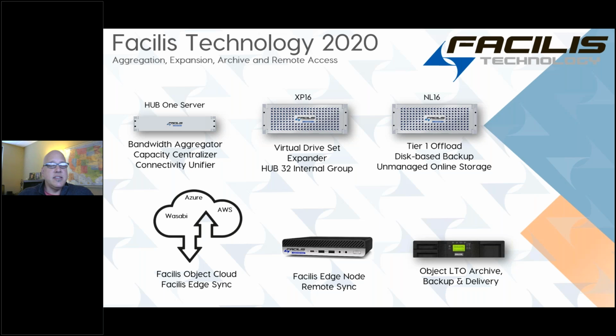The NL16 is a sort of a tier 1 offload. You can offload to the NL16. It's just a nearline array. We're not selling as many of those now because the main purpose of that before was to provide RAID 6 nearline, and we now have RAID 6 in software that we can use. So we can simply do an expansion if you need nearline in RAID 6, and it's much more integrated into the system when you do that.